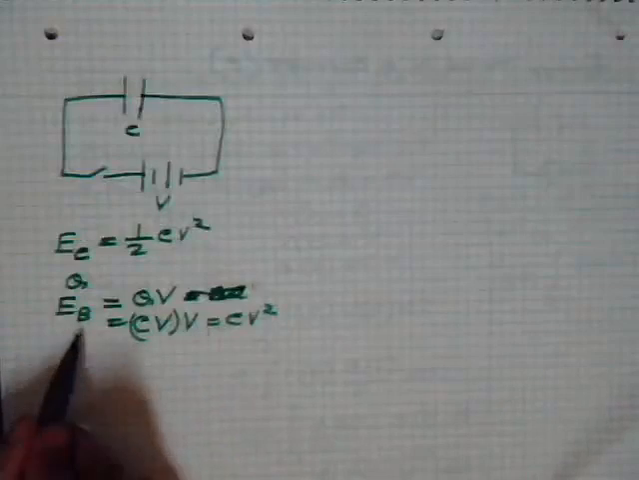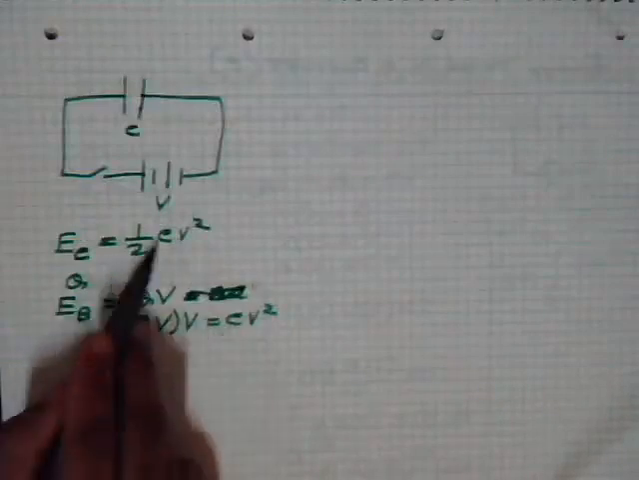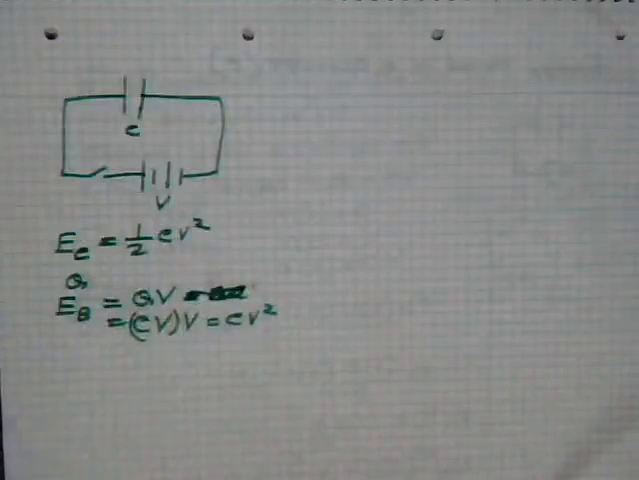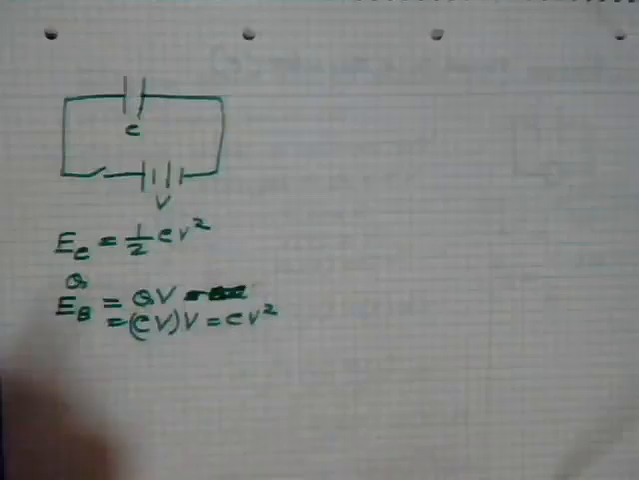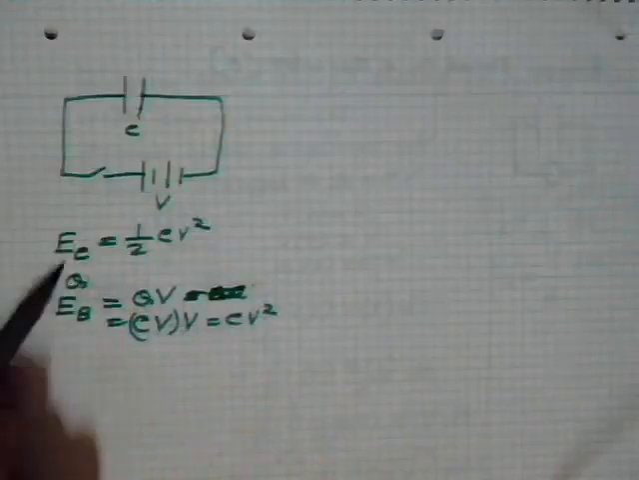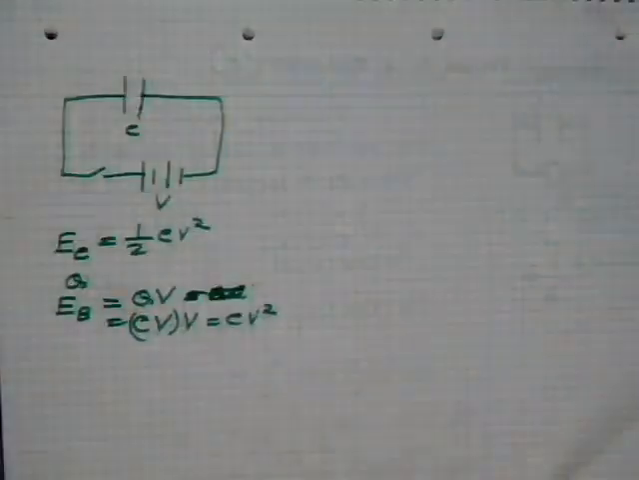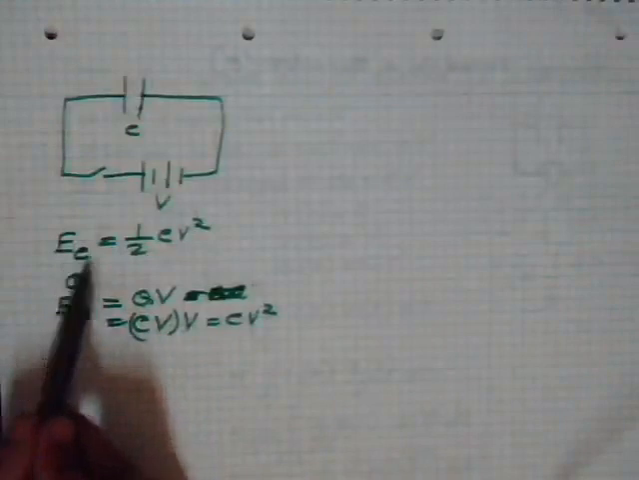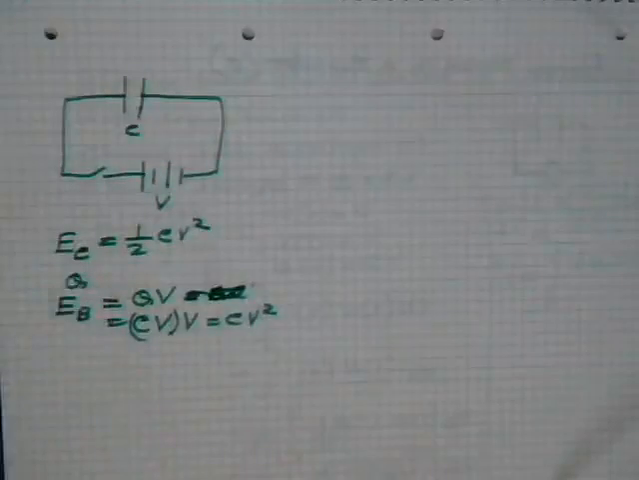So why do these two not match? Here the amount of energy supplied by the battery is CV square, but according to my previous derivation the energy stored in the capacitor is half CV square. Why do they not match?